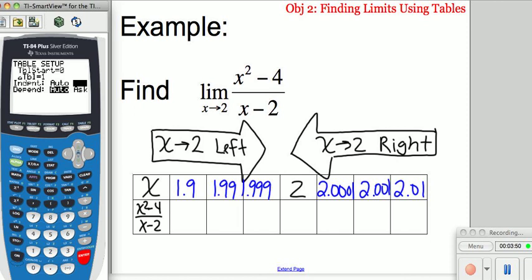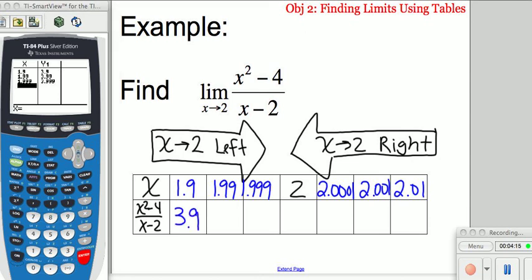Now when I go to my table, second graph, I get to put in the x values I want. So I'm going to put in 1.9 and 1.99 and 1.999. And I see I get some solutions here, 3.9, 3.999, and so on. Now, if x equals 2, we already know there's going to be no solution. We're going to get an error. There's no solution there. It's not possible.